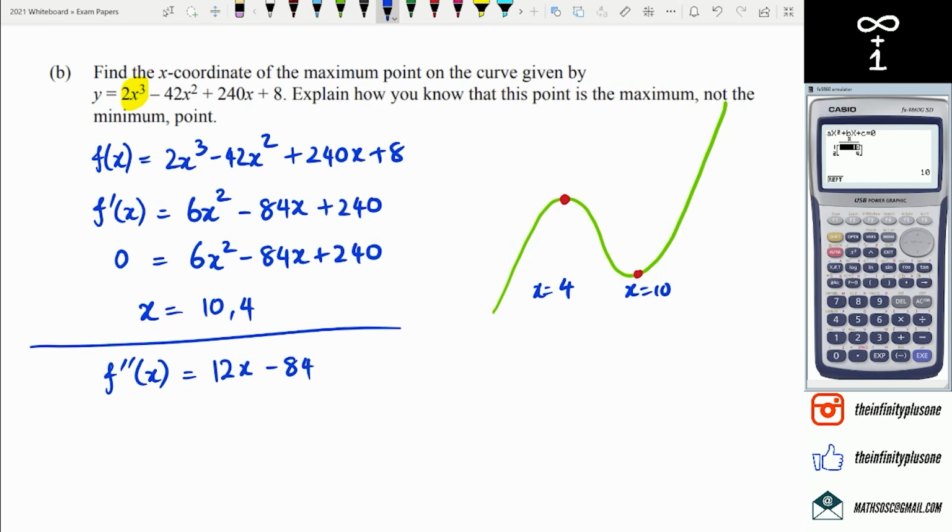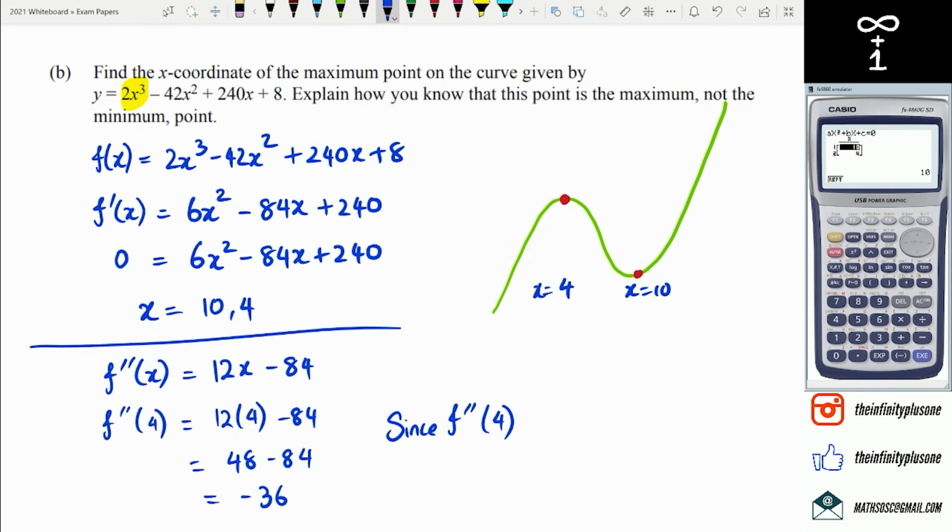So in this case, I'm going to put f double dash of 4 first. And I can see that 12 times 4 minus 84 is going to give me a negative value of negative 36. And I can say since f double dash of 4 is less than 0, it has to be a max.